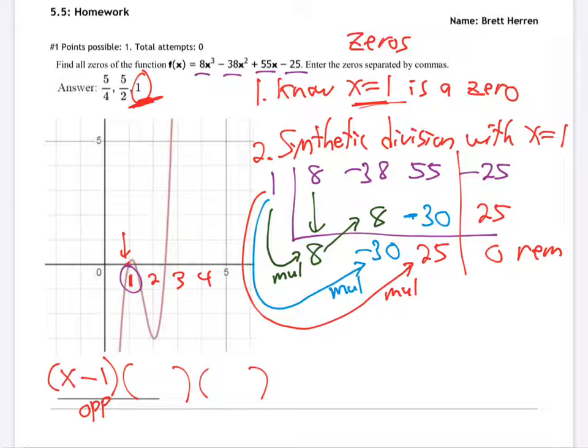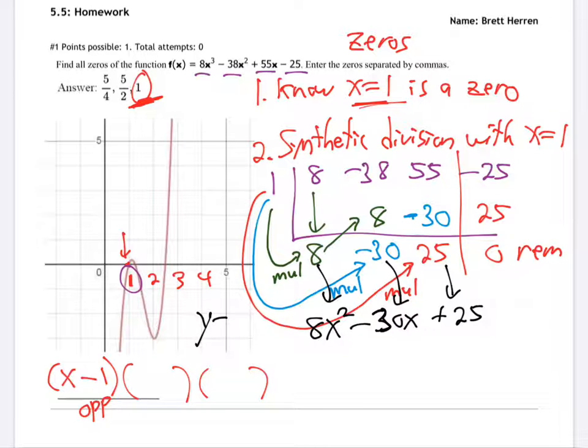Well, what are they? Well, they're going to come from this stuff that's left. What is this stuff that's left? 25. Remember, the first one is just the plain number. The next one is x, and then it just goes up in power, 8x squared. You tracking with me so far? So what's left over is 8x squared minus 30x plus 25. In other words, our function y, or f, equals x minus 1 times that. That's what we're saying. Is that making sense?